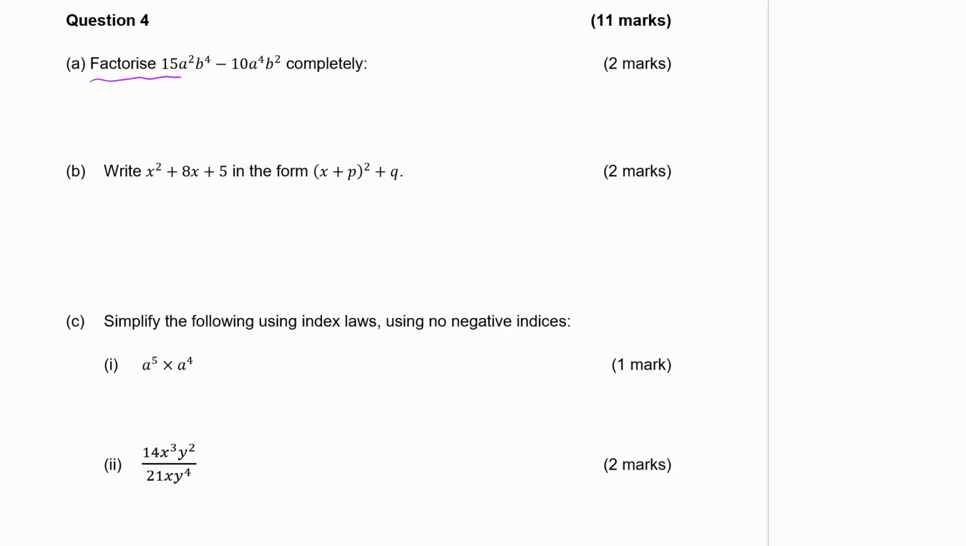So we want to factorize 15a squared b to the 4 minus 10a to the 4 b squared completely. Now, 15 we can write as 5 times 3. And then I've got times a squared, and I'm going to write the b to the 4 as b squared times b squared. And then 10 is 5 times 2. And the a to the 4 I'll write as a squared times a squared.